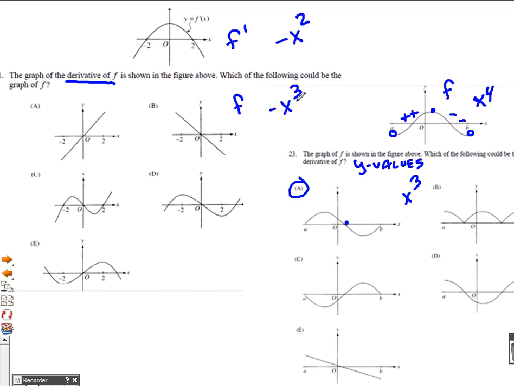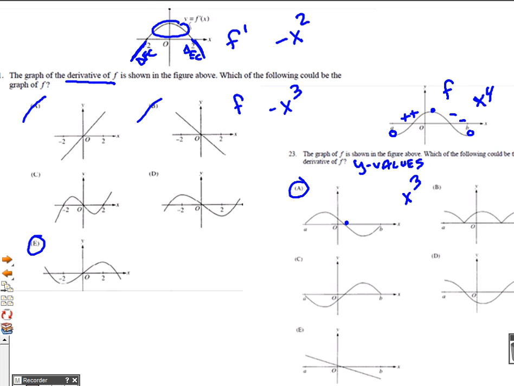So you should have a cubic for sure, which means you can take out A and B as answers for sure. So what this is saying, if the derivative here is negative in these two parts, that means that your original function should have been decreasing at those areas and then increasing during the middle portion. Well, between C, D, and E, the only one that increases in the middle between -2 and 2 is going to be letter E.